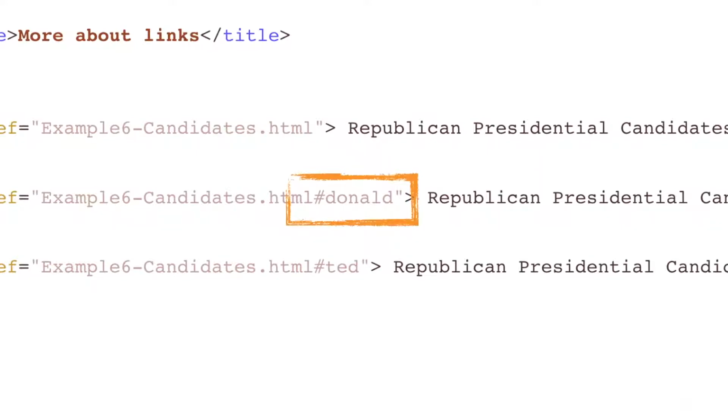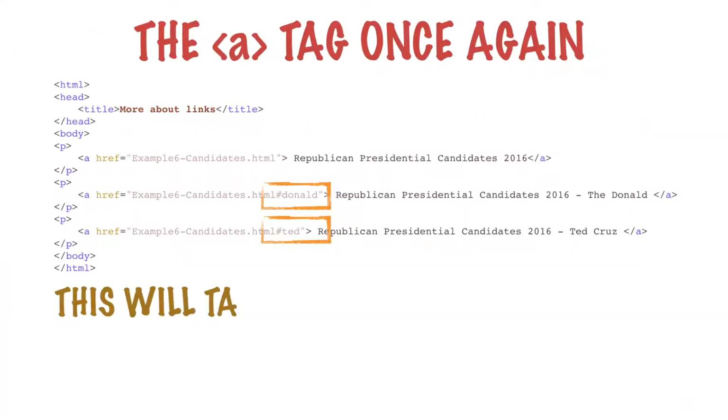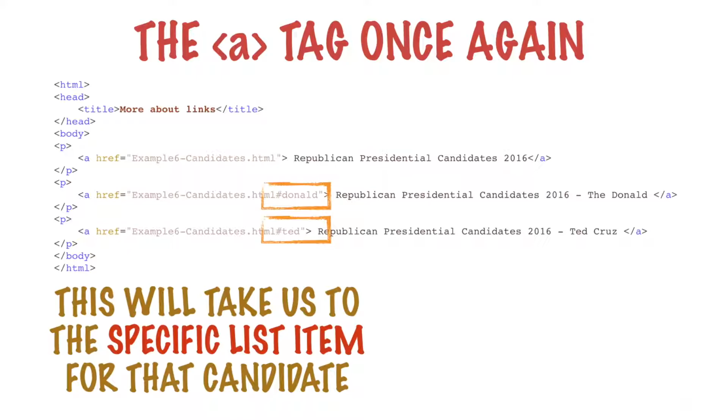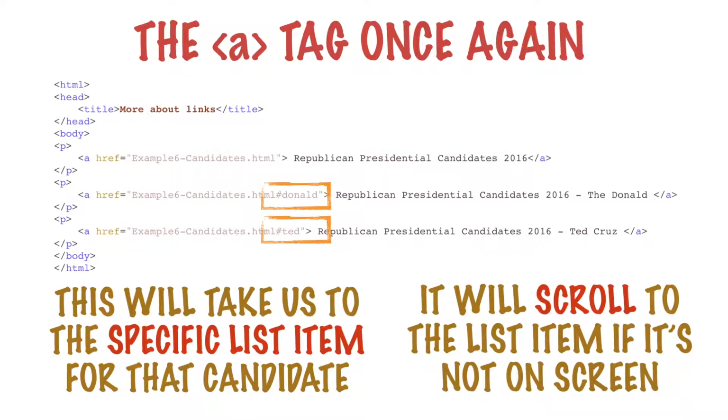You can see on screen now, we do so using the hash Donald. In other words, we have pointed to the specific ID on a specific page by adding the ID name with a hash onto the end of the URL. And again, doing so would take us to the specific list item for that candidate when we click on this link. Again, the browser would scroll to that list element if it was not on screen. And that's how we were able to link to a specific portion of a web page.